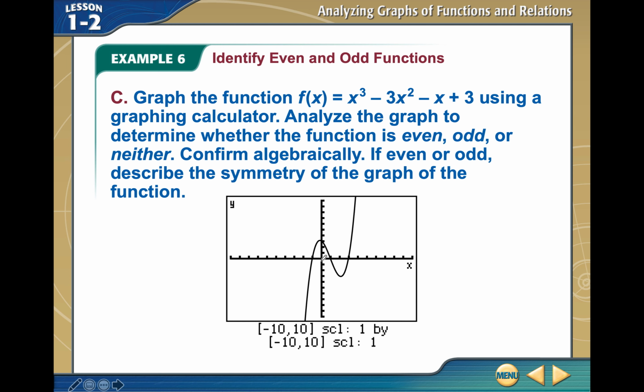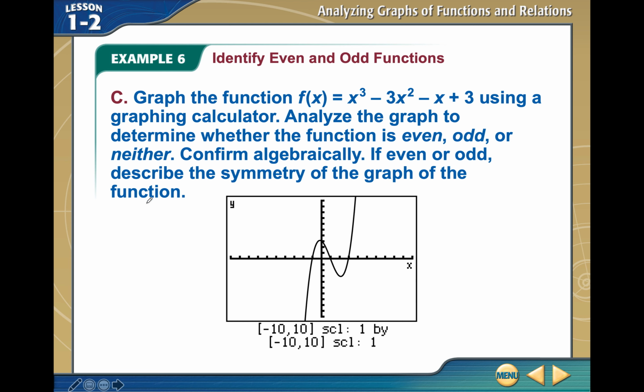But is it then odd? If it is odd, then we know that whatever is on this side, if you turn it 180 degrees, it should be equivalent to this side. But of course, this exact side here from the origin is different from this side, so graphically it is not odd. If we want to test it algebraically, let's take this function x cubed minus 3x squared minus x plus 3, and let's see whether any of them works.